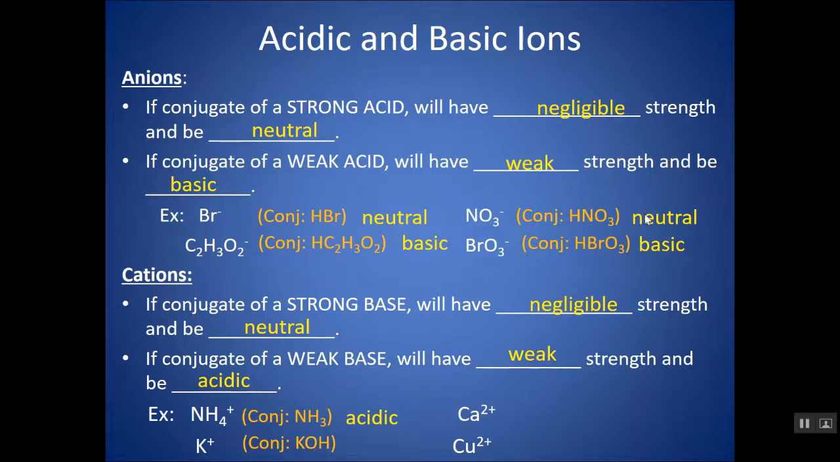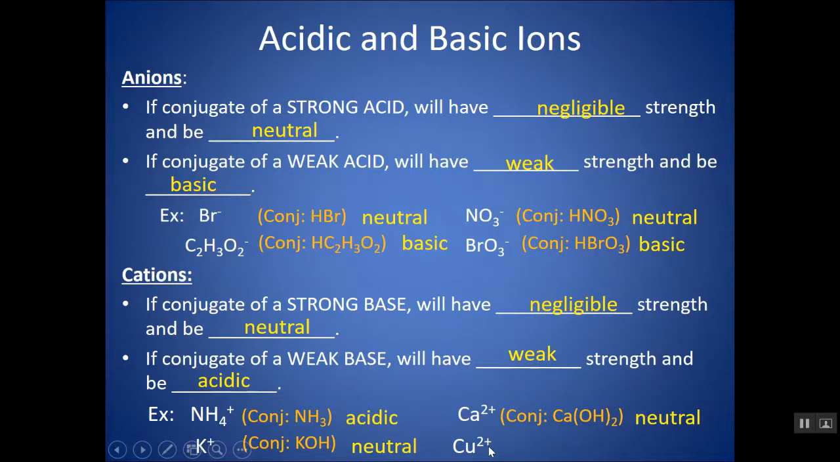And this is how positive ions might function as something acidic in solution, only if their conjugates are not strong bases, only if their conjugates are weak bases. So K plus comes from KOH, which is a strong base, so K plus would have negligible strength as an acid, and therefore this would be a neutral solution. K plus would have no functionality. Ca2 plus is essentially the conjugate of calcium hydroxide. That's where that Ca2 plus came from. And calcium hydroxide is a strong base, so its conjugate Ca2 plus would be of negligible strength. This again would be neutral.